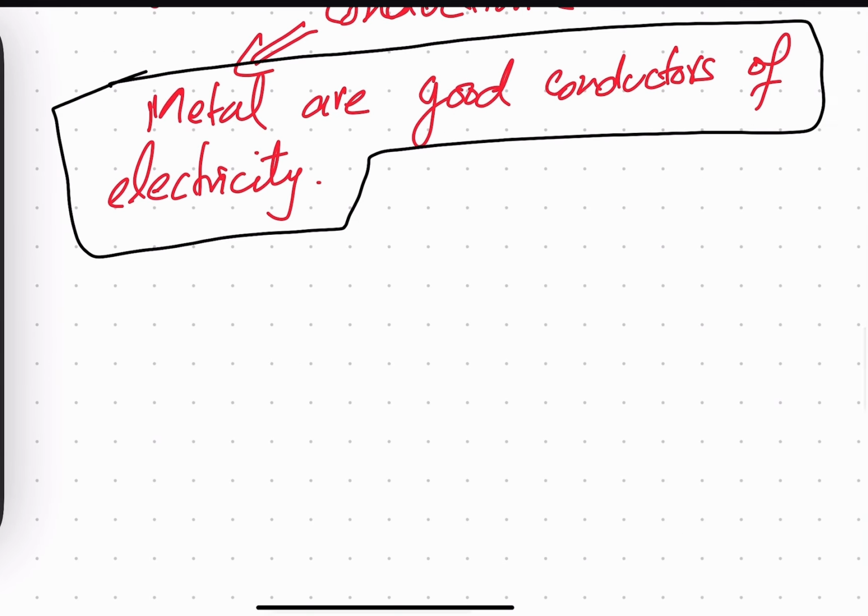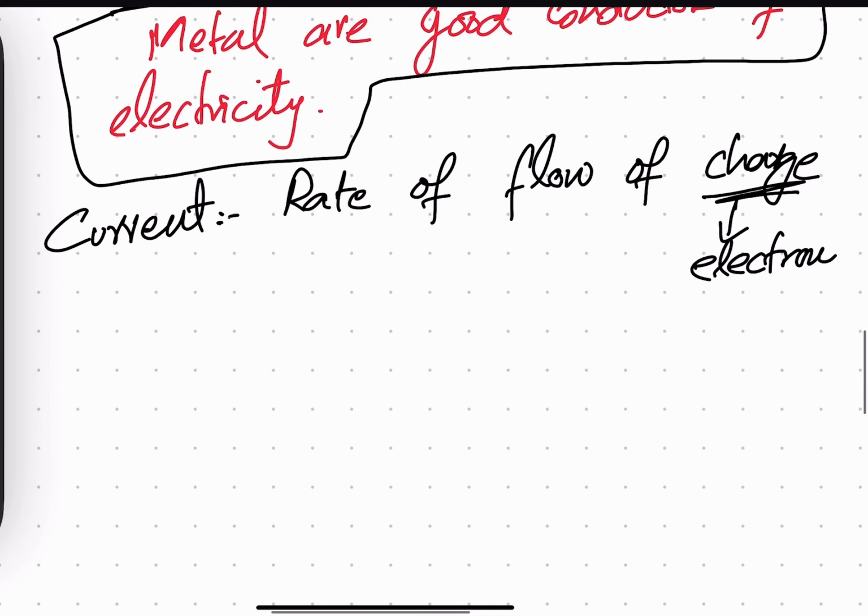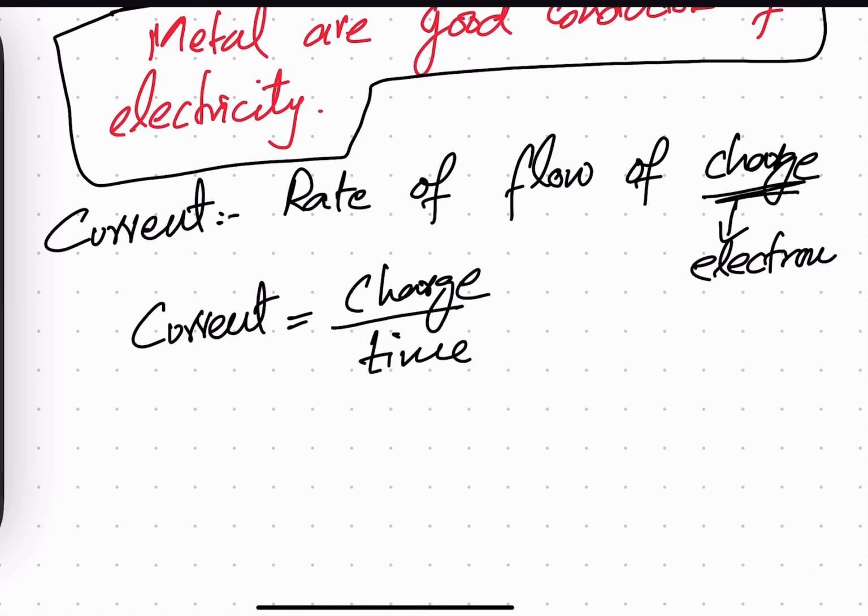Okay, so we are going to discuss the flow of electrons. Let's define the current. Current can be defined as the rate of flow of charge, and charge is electron. So it is the rate of flow of charges. Current equals charge per unit time, where current is represented by I, charge by Q, and time by T.